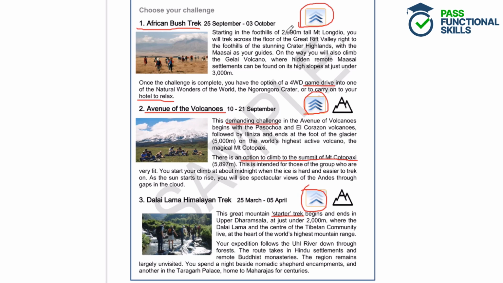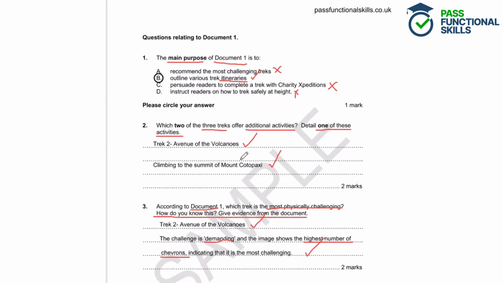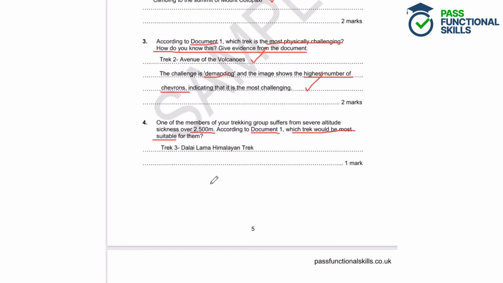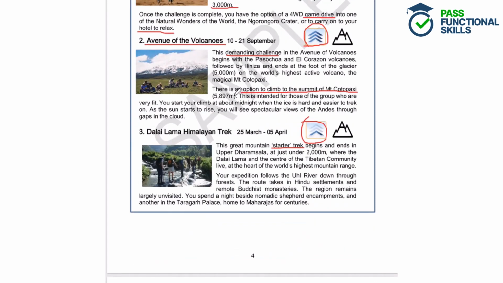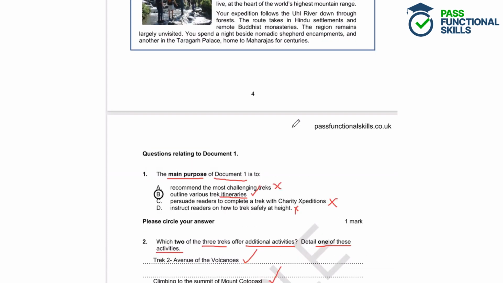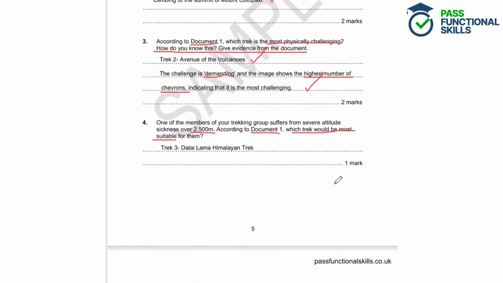So in this one, we've got heights going from 2,590 metres to 3,000 metres. And our friend suffers from altitude sickness, anything over 2,500. Is this over 2,500? Well, yes, it is. So that would not be suitable for the friend. Trek 2 goes up to 5,000 metres and even above this, so that wouldn't be suitable either. So we are left with the third trek, which is just under 2,000 metres. 2,000 is less than 2,500, so the answer here is Trek 3.